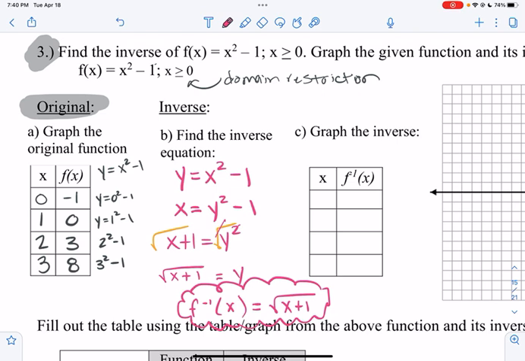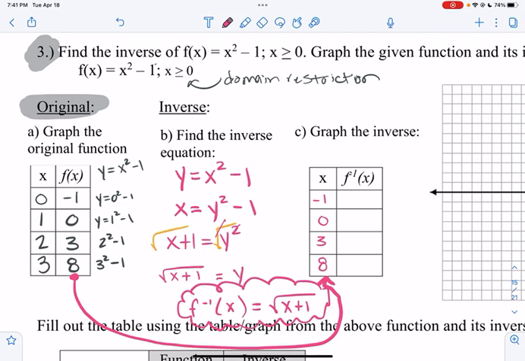So you could try to figure out what values to plug in, but if it's an inverse, your values just switch, guys. So I'm just going to take these y values that we found from the original. As long as you're confident that that table's correct, you can take those y values, and that's what you can use for your x. So I'm just going to put those guys right here. And then we're going to plug them into our inverse function. So we've got the square root of x plus 1.